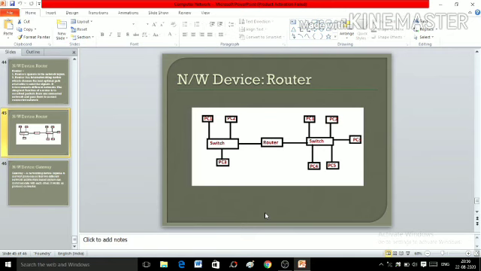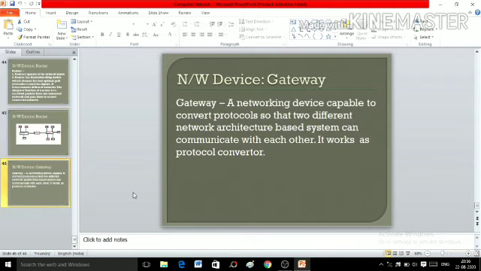For example, if you want to make a communication between IIT Kanpur and Delhi University, the network of IIT Kanpur will be a different network and the network of Delhi University will be a different network. So if you want to make communication between two different networks having different network IDs, then in that case you have to use routers.